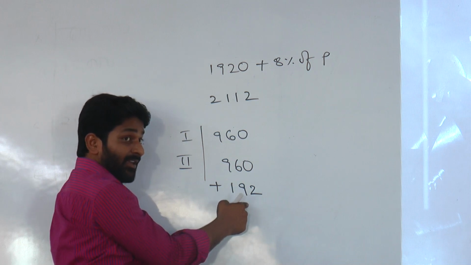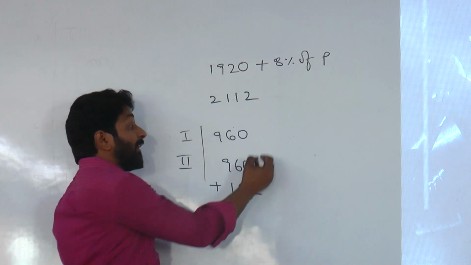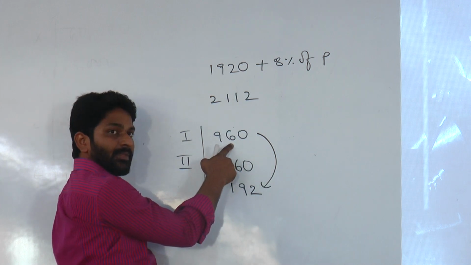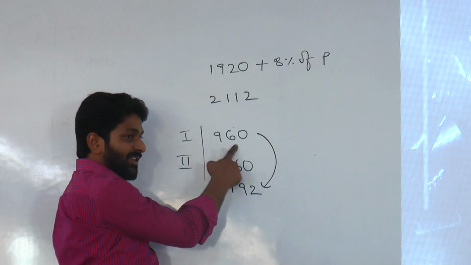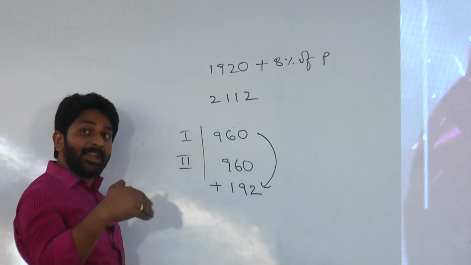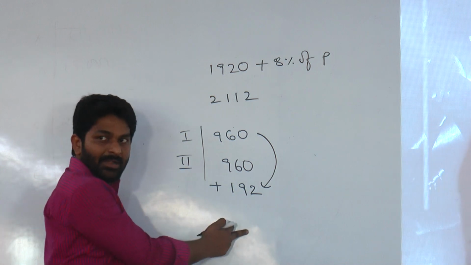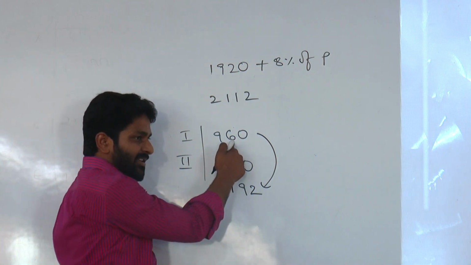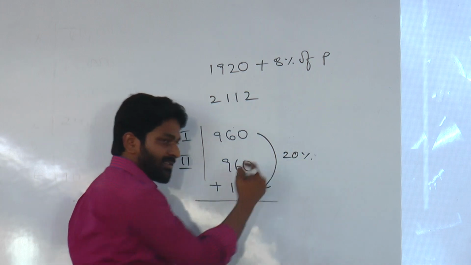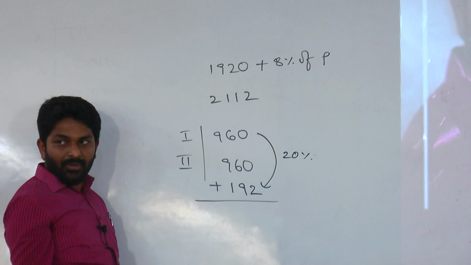What is the reason for getting 192 rupees extra? Interest on the first year's interest. 10% of this number, 960, is 96. So 10% is 96, and 192 is 20%. What is the rate of interest? 20%. Okay? Right.